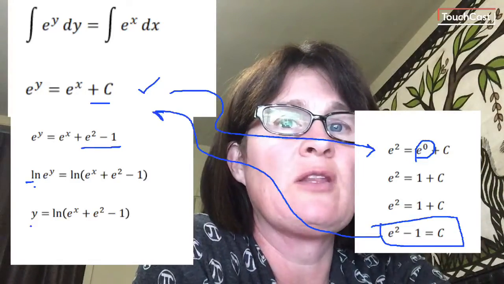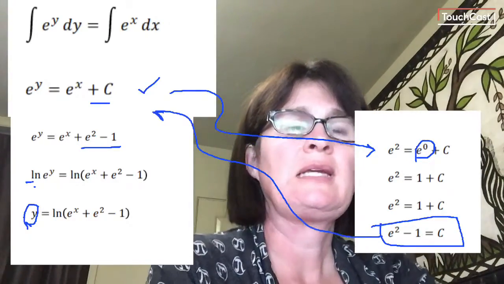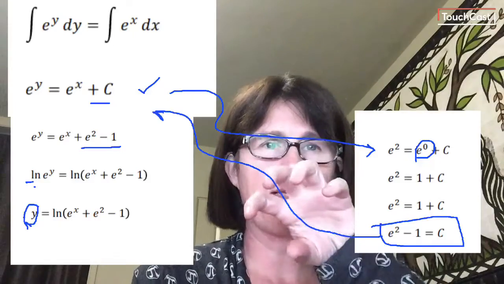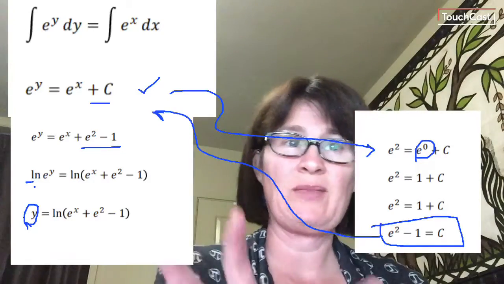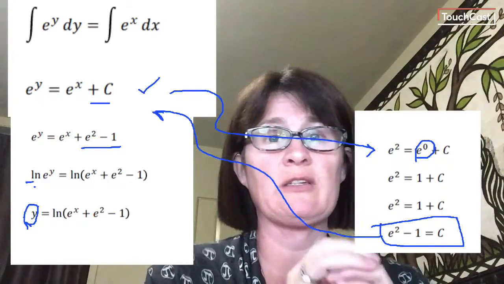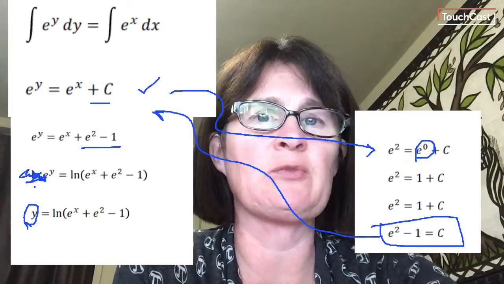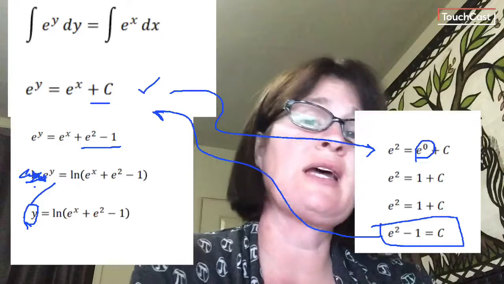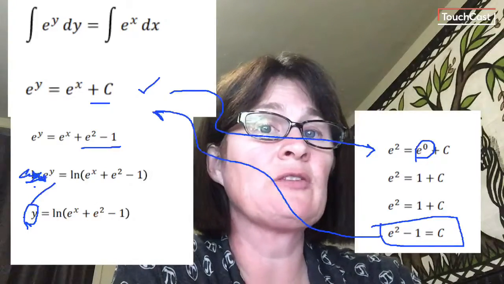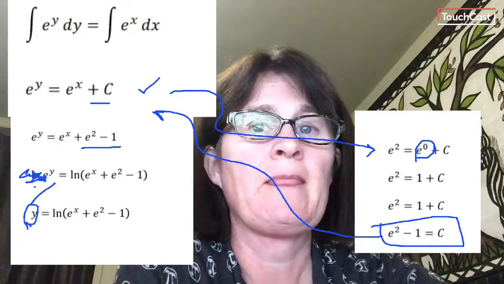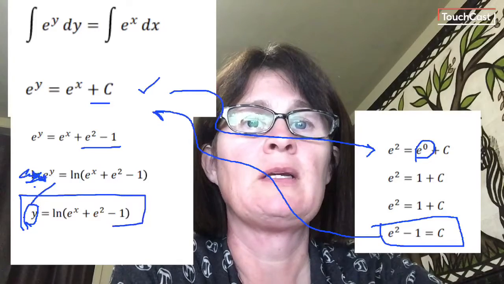The natural log of e to the y is just y. Having a base of e with an exponent and taking the natural log undo each other. So it's like this natural log and this e just cancel each other out, right? And leave us behind y. And on the other side, the natural log of e to the x plus e squared minus 1. So the final answer.